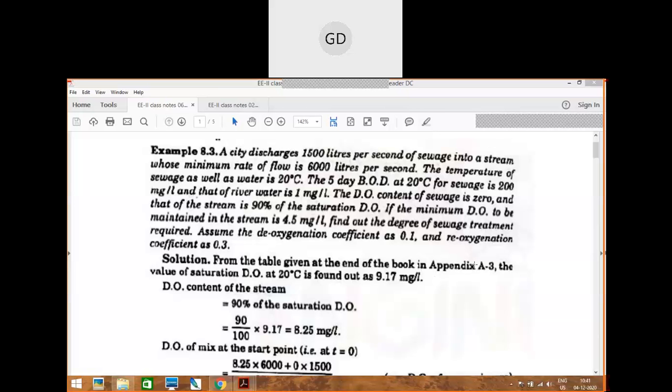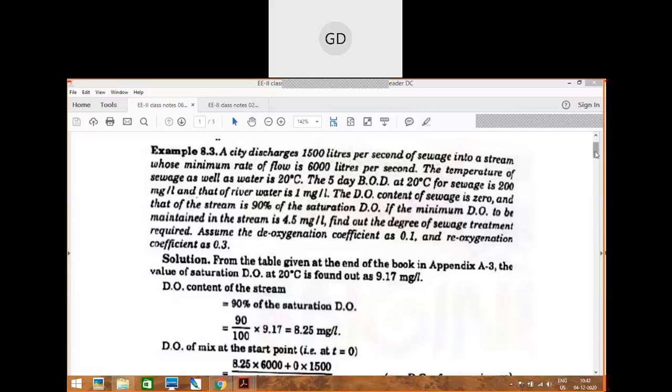Anyways, you remember this value, that the saturation DO at 20 degrees Celsius is found out to be 9.17 milligram per liter. This is a fixed value, so you can remember this. So the value of saturation DO at 20 degrees Celsius is 9.17 milligram per liter.